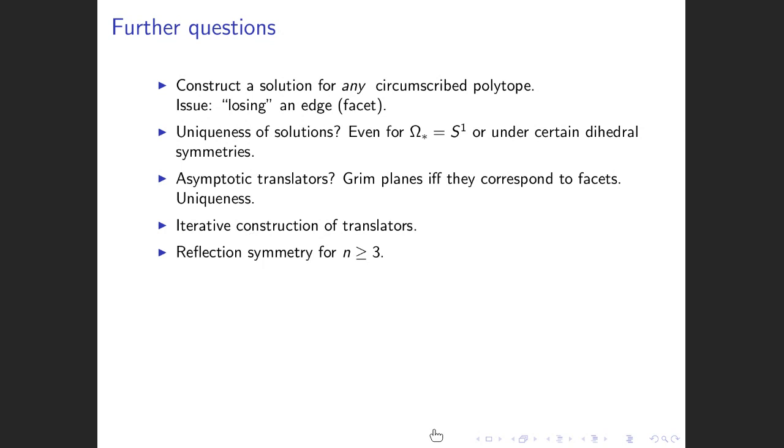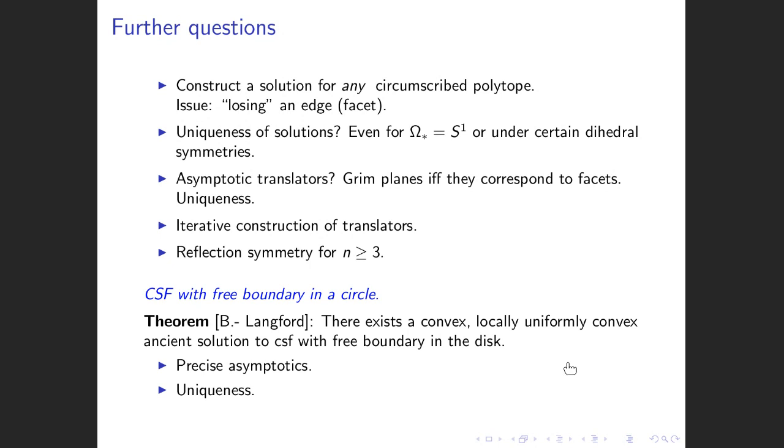And let me close by saying something fairly new. We were able to use this technique for curve shortening flow with a free boundary on the circle, and show that there exists a convex, locally uniformly convex ancient solution to curve shortening flow with free boundary in the disk. So you have a curve with free boundary, and we can construct a convex ancient solution, which backward in time goes to the diameter of the circle.